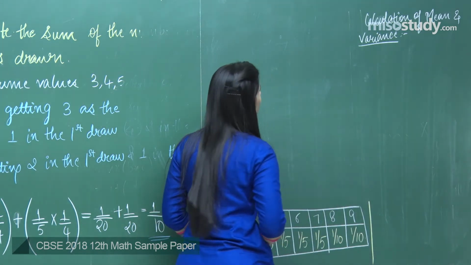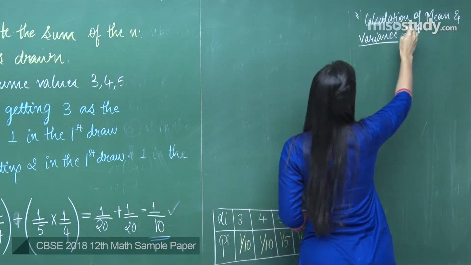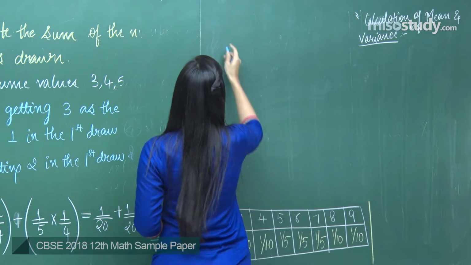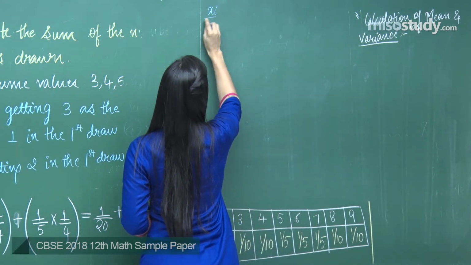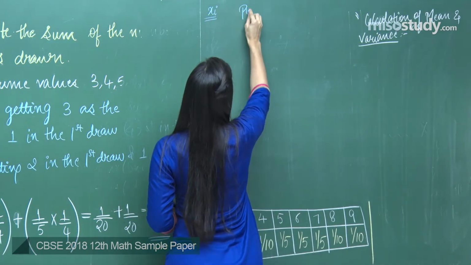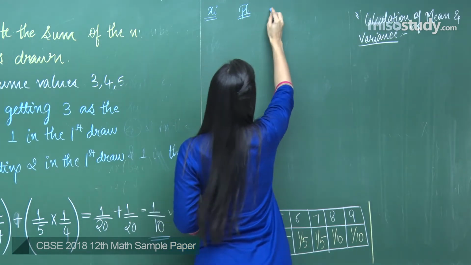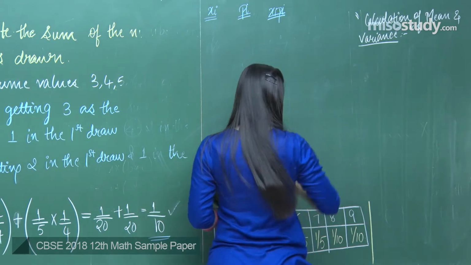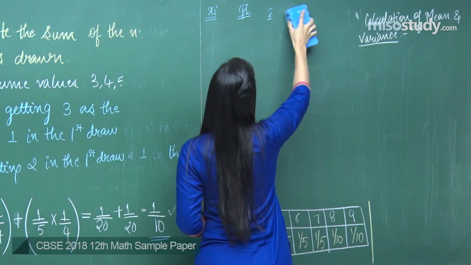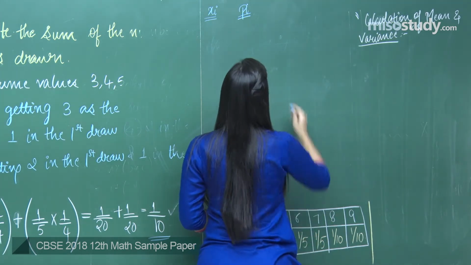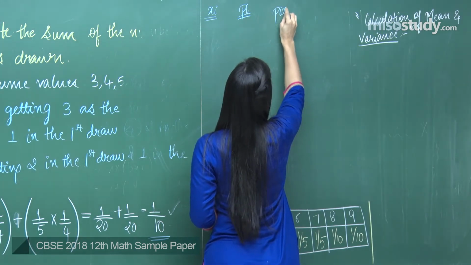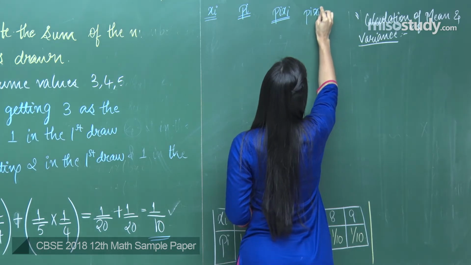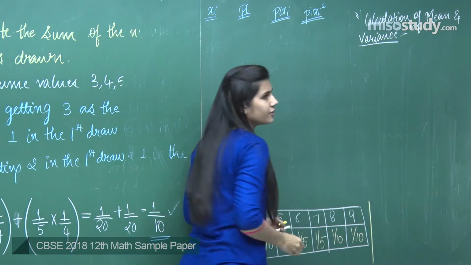Let's get started. If I wish to calculate this, what all do I need to do? Well, I need a column of xi's, then I need a column of pi's, then I need a column of pi into xi, and then I would need pi xi square.